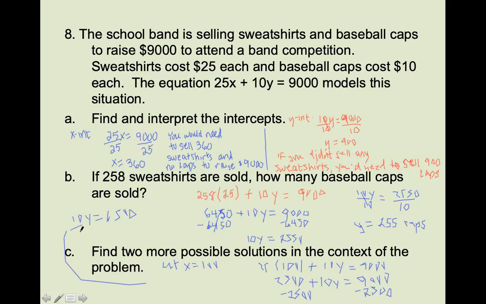And divide by 10. And so in this case, one of our solutions is, that's a 6, if we sell 100 sweatshirts, we would have to sell 650 caps to make $9,000. You're supposed to come up with another solution. My pen is being cuckoo, so I'll leave that one up to you to try to figure out.